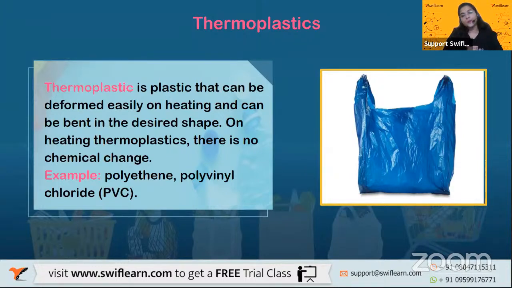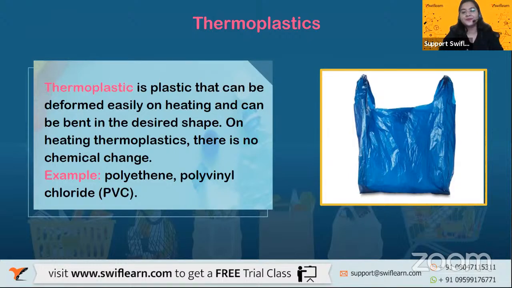These are used to make different items of building and construction. These are used to make various items in healthcare, electronics, automobile items, and also different pipes, tubes, wires, and cable insulators. And also the blood bags. Fine. So these are the different uses of PVC.